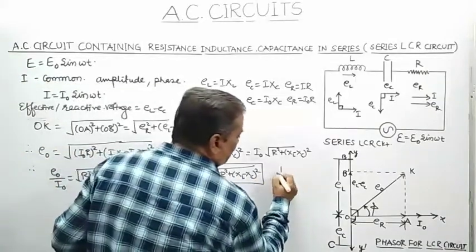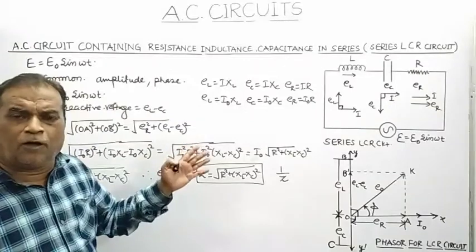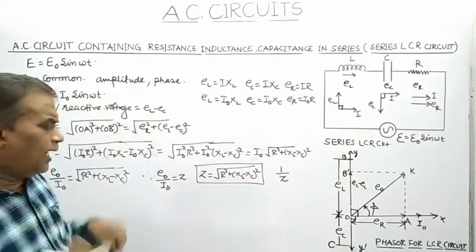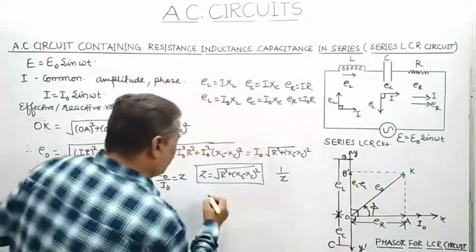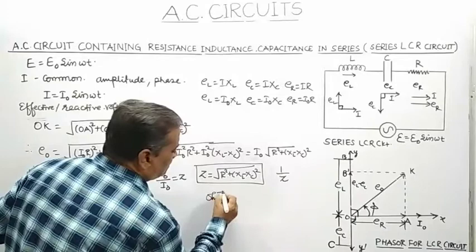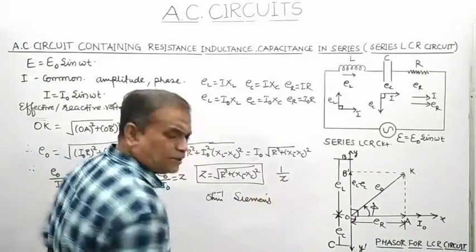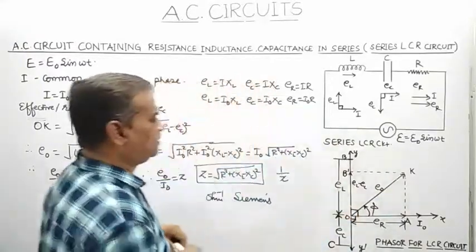Reciprocal of impedance is called admittance. So as far as admittance is concerned, the SI unit of admittance is ohm inverse or Siemens. It is also known as a Siemens.